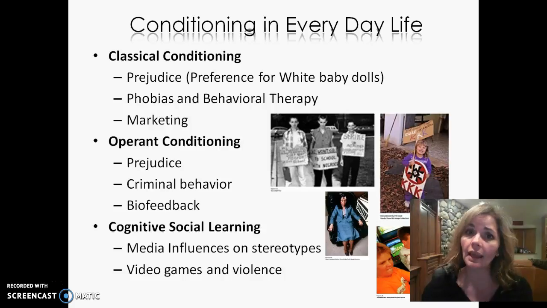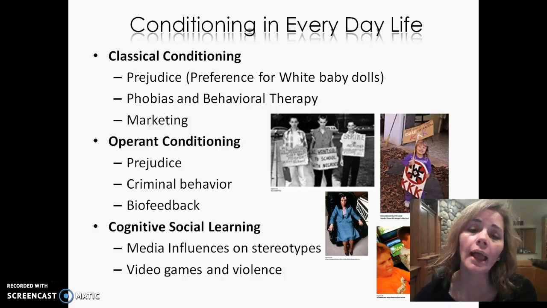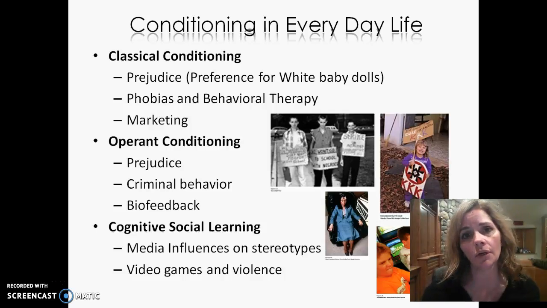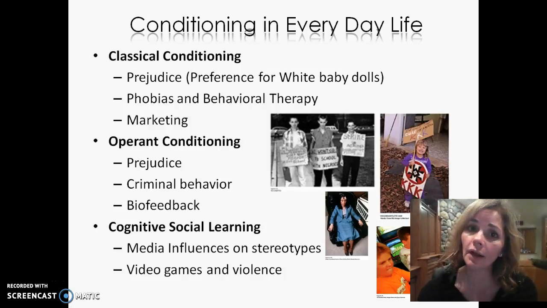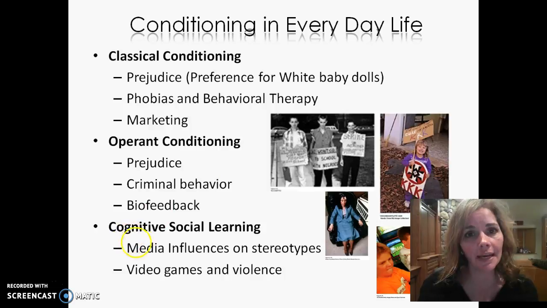So that's the end of this chapter. I hope you found it interesting. I hope you've taken the time to truly understand how each of these learning theories, classical, operant, and social learning, all apply to your own personal life. And between this and the chapter, I hope you have a really good understanding. I'll look forward to seeing you for the next lecture.